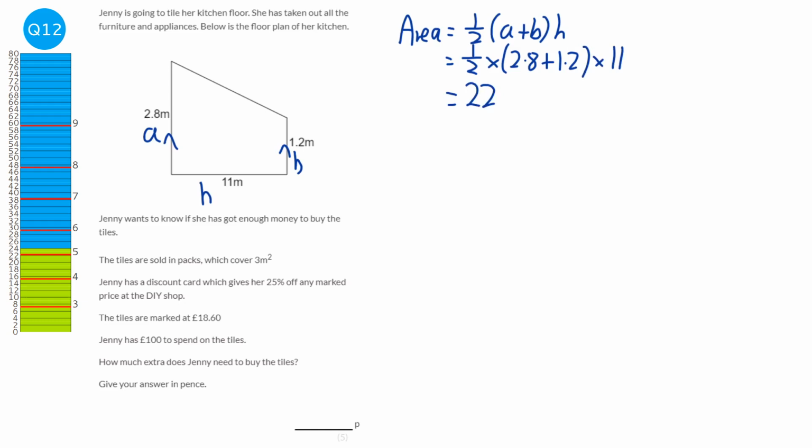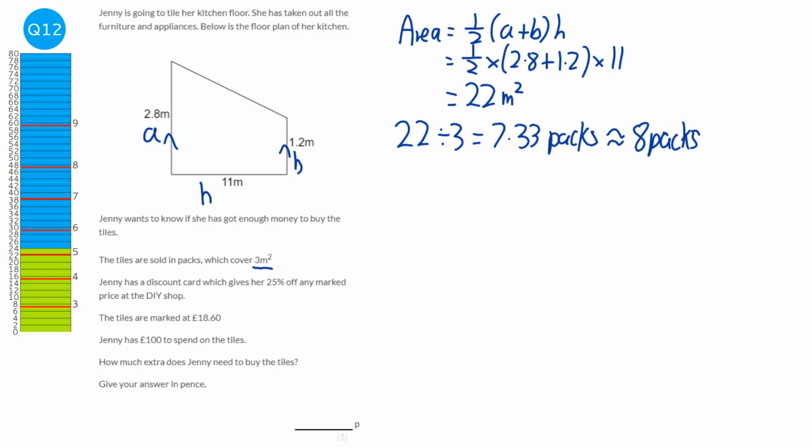So the area of the floor is 22 meters squared. And it says here that the tiles are sold in packs which cover 3 meters squared. So if each pack covers 3 meters squared, we're going to do 22 divided by 3, which will be 7.33 packs that we need. Now obviously you can't get 0.33 of a pack, so we're going to have to get 8 packs and just have some left over. So we'll need 8 packs in total.